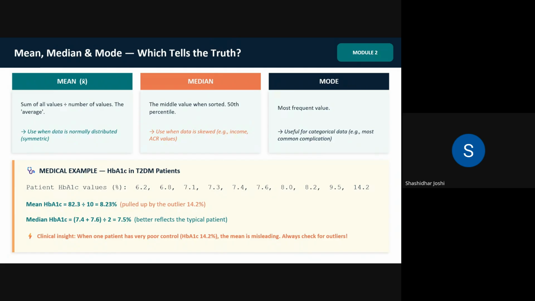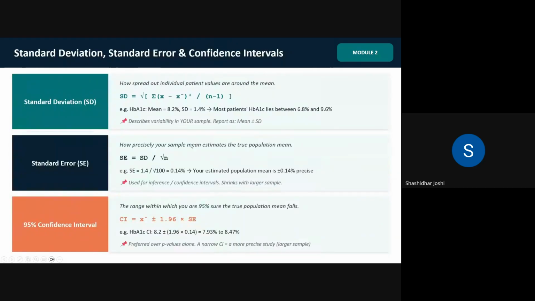Okay, so if you see here, the example is given, like we have seen 8.2. I think that's the mean. So the standard deviation is 1.4%, which is calculated. You can calculate it using this formula as homework. Basically, I'm not asking you to do this now, but it's actually a very simple formula.